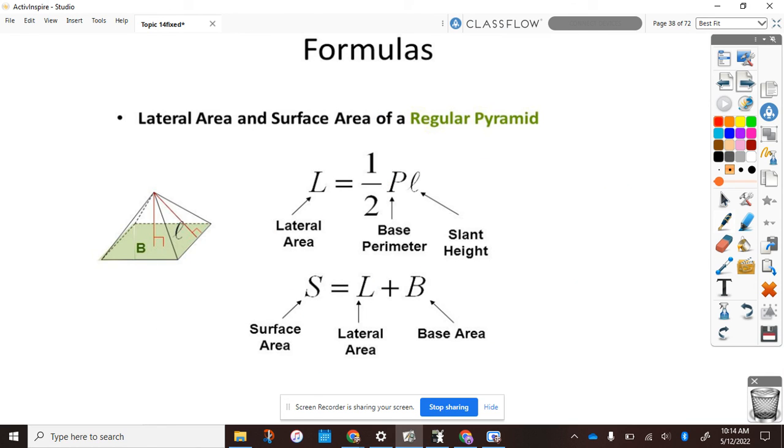I want to instead use this right here. Lateral area. This is the same formulas that are on the back wall. And when you make your cheat sheet, this is what I would recommend you write down. Lateral area equals 1/2 times base perimeter times slant height. And the total surface area is that lateral area plus the area of the base, your capital B.